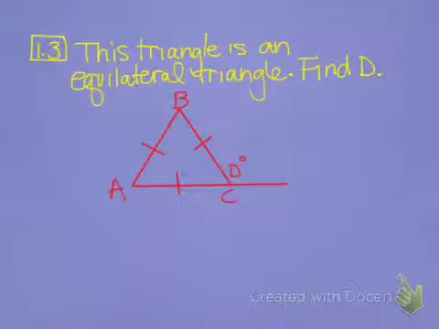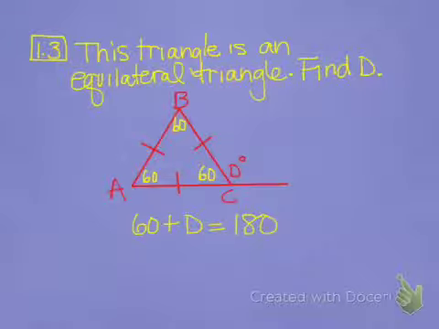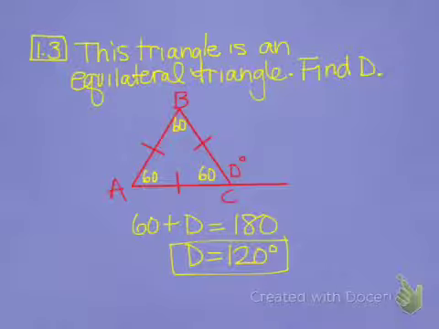Okay, next problem. This triangle is an equilateral triangle. Find angle D. Well, we know if it's an equilateral triangle that all three angles measure 60 degrees. So if the angle adjacent to 60 is D, then 60 plus D is 180 because they are on a straight line. So D has to be 120 degrees.